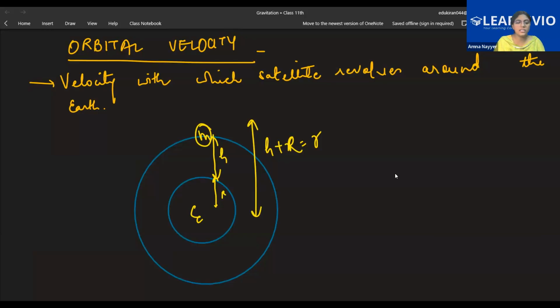Pay attention first in the class. So the necessary centripetal force is provided by the gravitational force in this case. Alina, what is the formula of centripetal force? Jyobita? Yes, Jyobita?